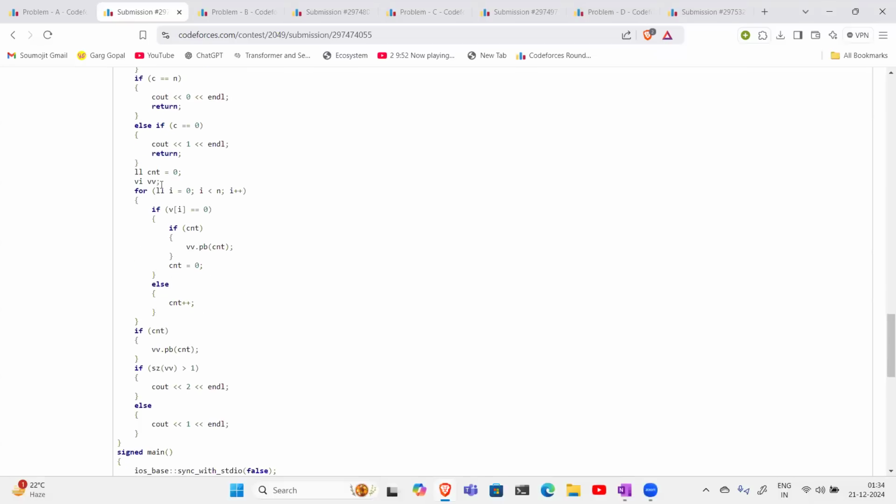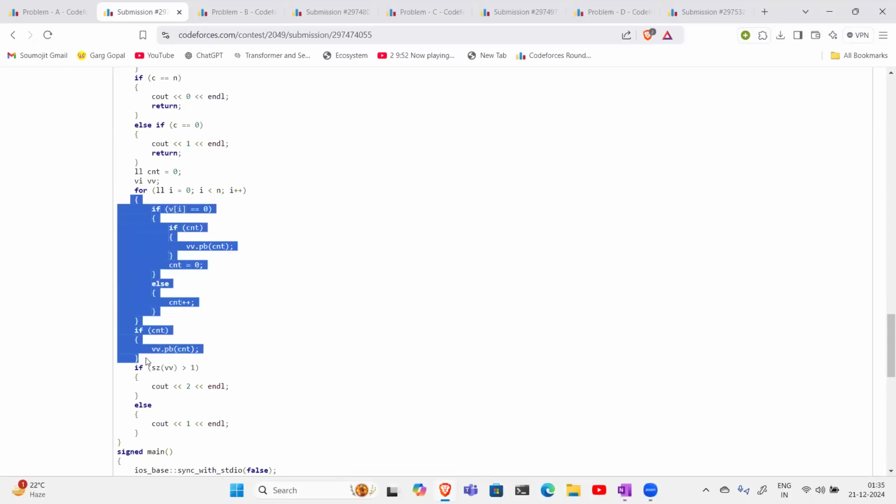If that is not the case, then this is a standard technique to count the number of positive blocks in the array. I have made a vector where I have stored the length of the blocks. The lengths were not required, but I've stored them. Here the count variable maintains the number of contiguous ones I have seen. We increase the value of count, and whenever we encounter a new zero, we push the count into our vector.